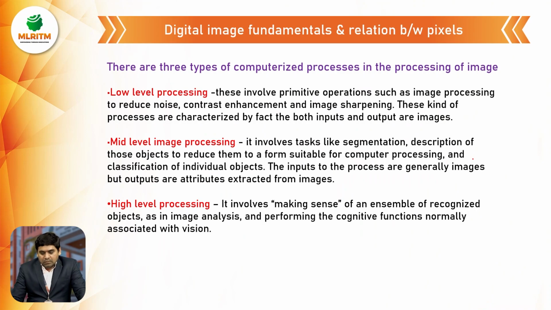And there are computerized processes in digital image processing of three types. The first one is low level processing, the second one is mid level image processing, and the third one is high level processing. In these three processing types, low level means a digital image processing system where the input is an image and the output is also an image.